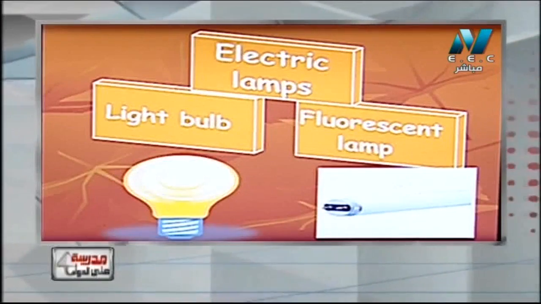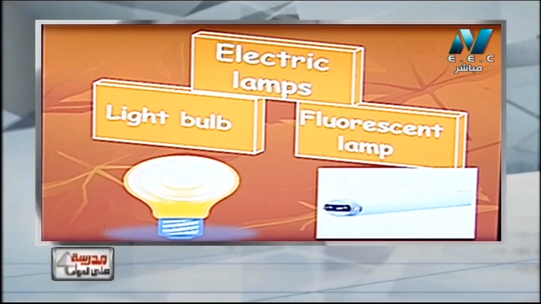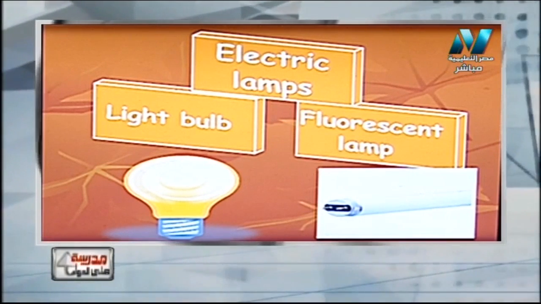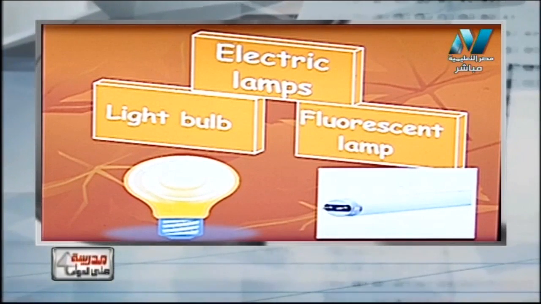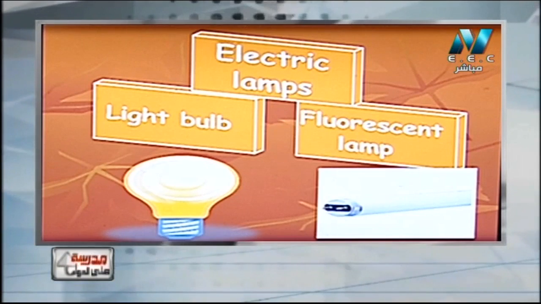So now, two types of lamps. We know the LED lamp, and we also have many types of lamp. But this semester, we'll study only two types of lamp, which are the light bulb and the fluorescent lamp.